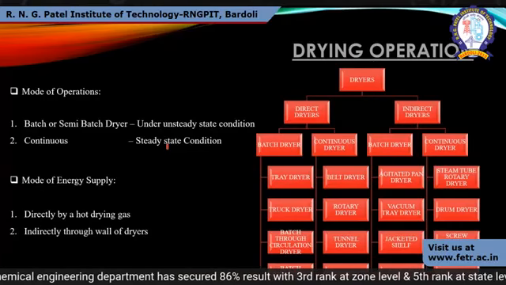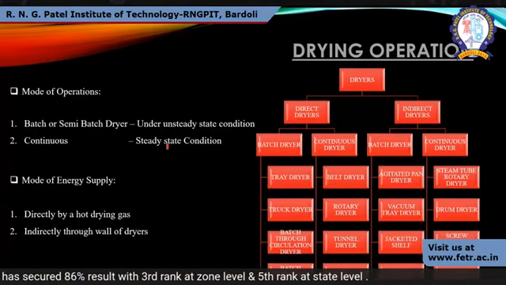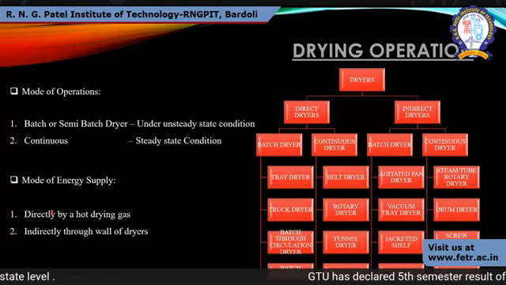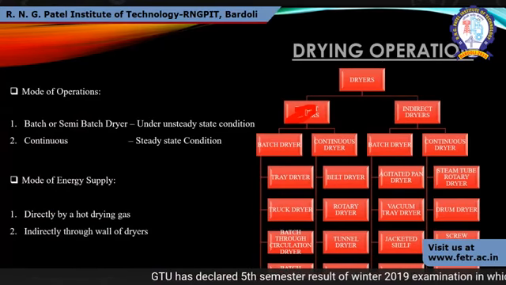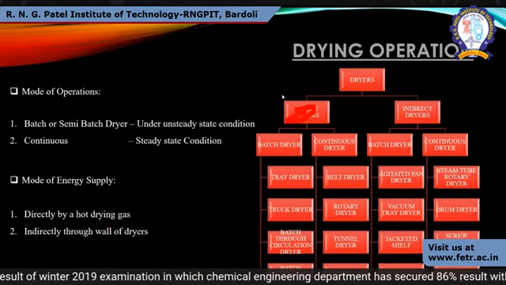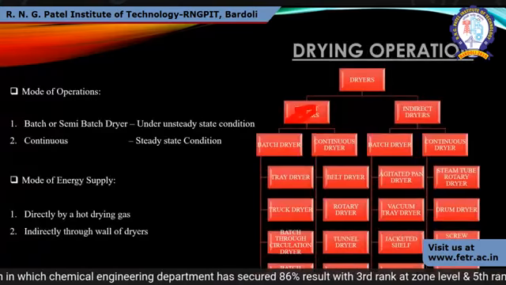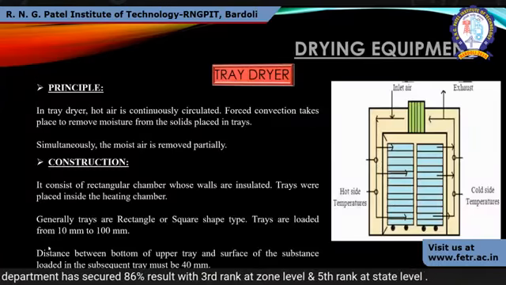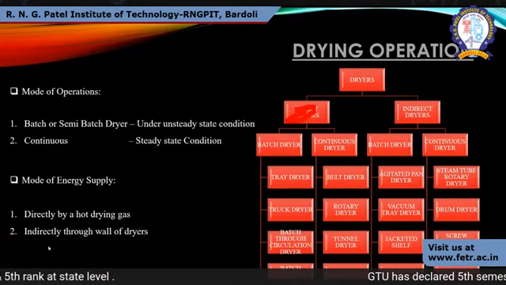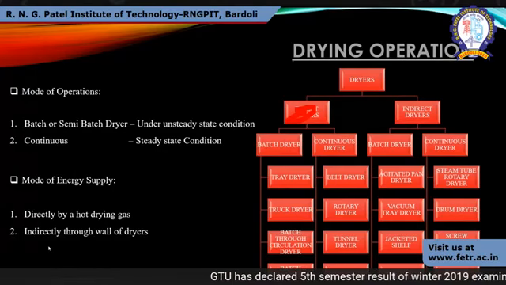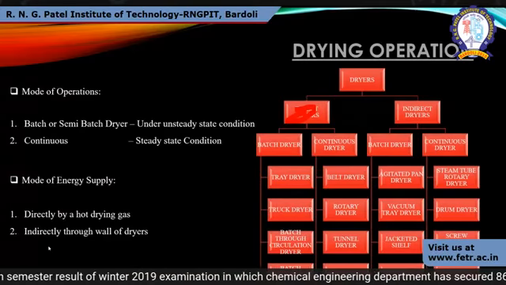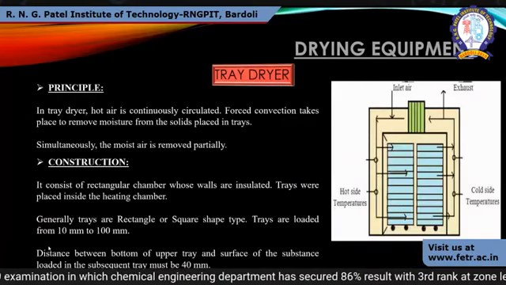Okay. So the mode of heat energy supply: when air is contacted with the solid, then it is direct dryers. These are direct dryers. What happens in the direct dryers? Directly the air is contacted with the wet solid. In indirect dryers, the air is not in direct contact with the solid, but heat is transferred through the wall of the dryer. I will go into detail in the next slide.